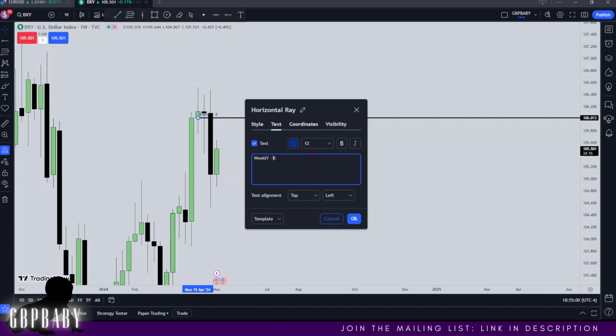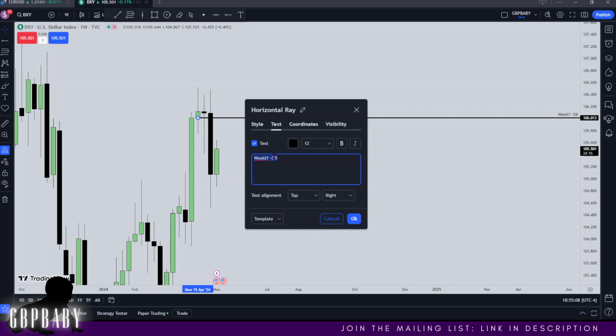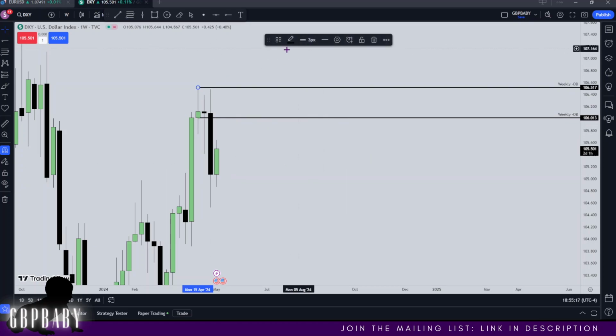Weekly bearish OB. And we'll just put that to the right. And then we've also got the highs as well, which I do want to see price start to draw up to. So if you've been watching my videos, you'll know I've had my attention on these for a while now.